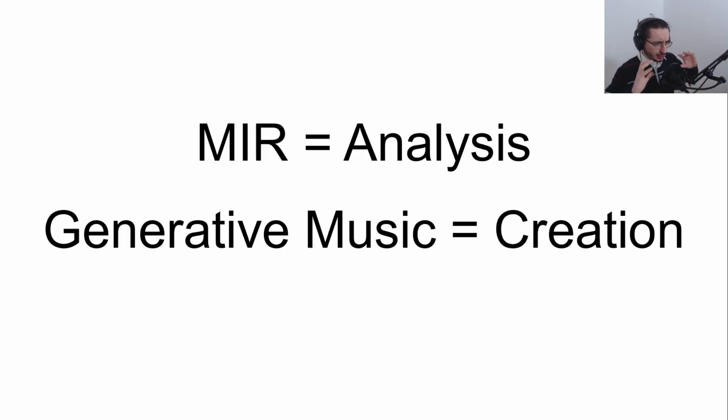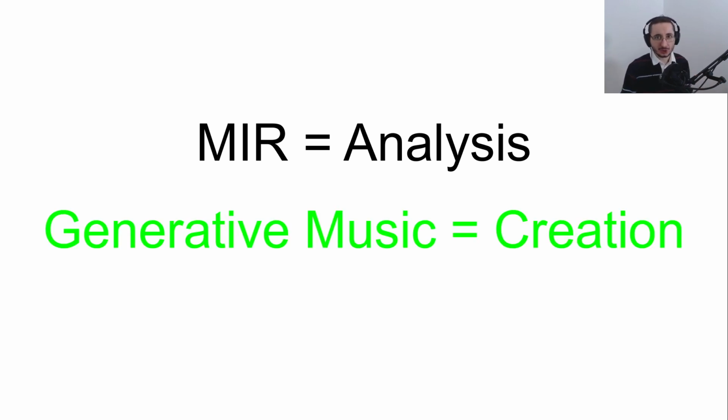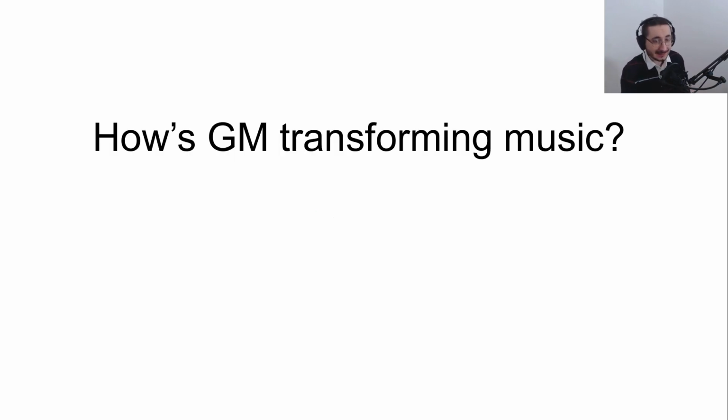Now, to give you just a high-level overview of these two subfields, we can think of MIR as analysis, so extracting and analyzing music, whereas generative music is the creative part, or using machines and AI to generate music. In this video, I want to focus on the impact of generative music on music and the music industry, not MIR. Okay, so now that I've defined this high-level overview of AI music and I specified what I'm going to talk about, let's get started here.